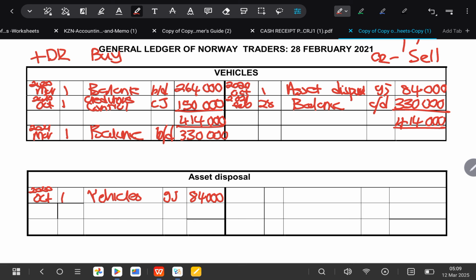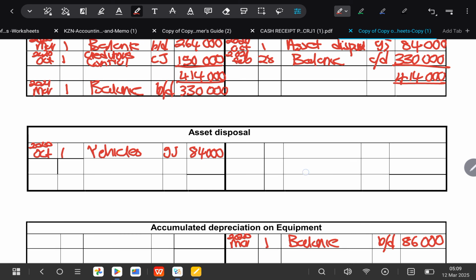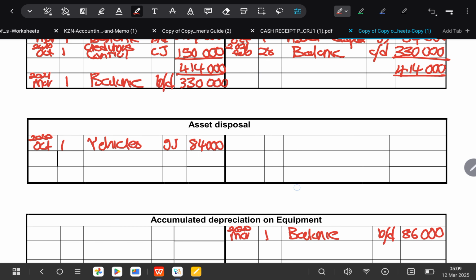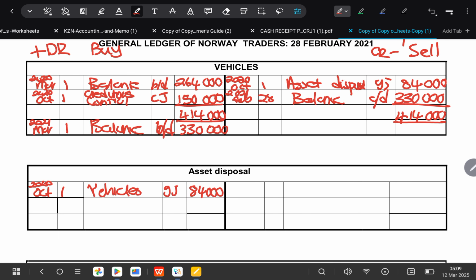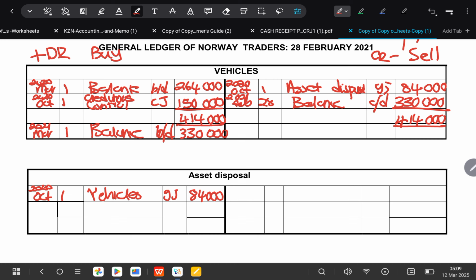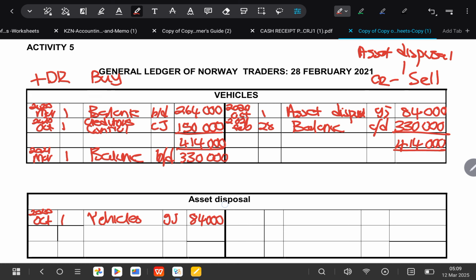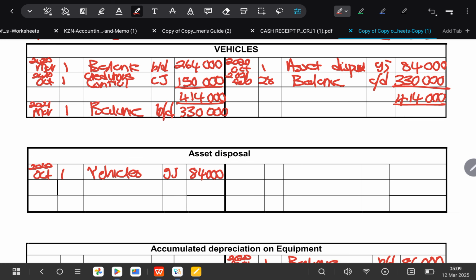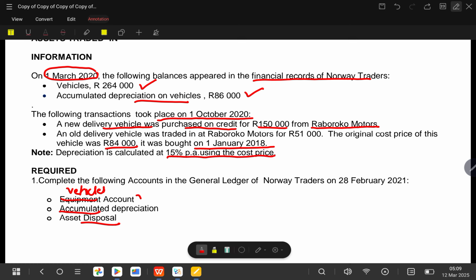Okay, and then before you start to struggle with your depreciations, make sure that you check when the new asset was bought. Remember, your depreciation is normally divided into sold, old, and new. Okay, so let's check in terms of the method of depreciation. Here they're saying depreciation is calculated at 15% using the cost price. So this is the easiest. Once they say they calculate depreciation using the cost price, you are not going to stress.